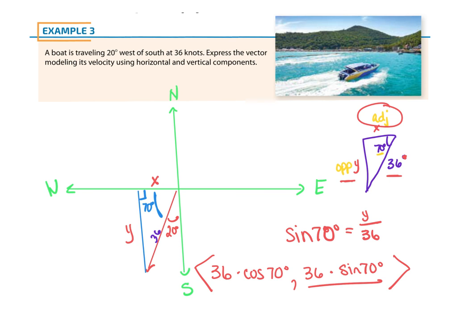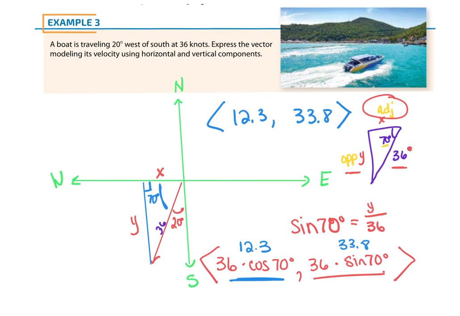Now, here's the thing. When I plug it in, if you plug this into a calculator, this is going to give you 12.3. This is going to give you 33.8. I have a problem with those two numbers right now. If I have 12.3 and 33.8, does that tell me the quadrant that I'm in correctly? Where would you assume those two numbers would be? Which quadrant? Quadrant 1, 2, 3, or 4? Just looking at that, it looks like it should be in quadrant 1, right? Positive, positive, right? If I go over 12 and up 33, I'm going to be somewhere over here.